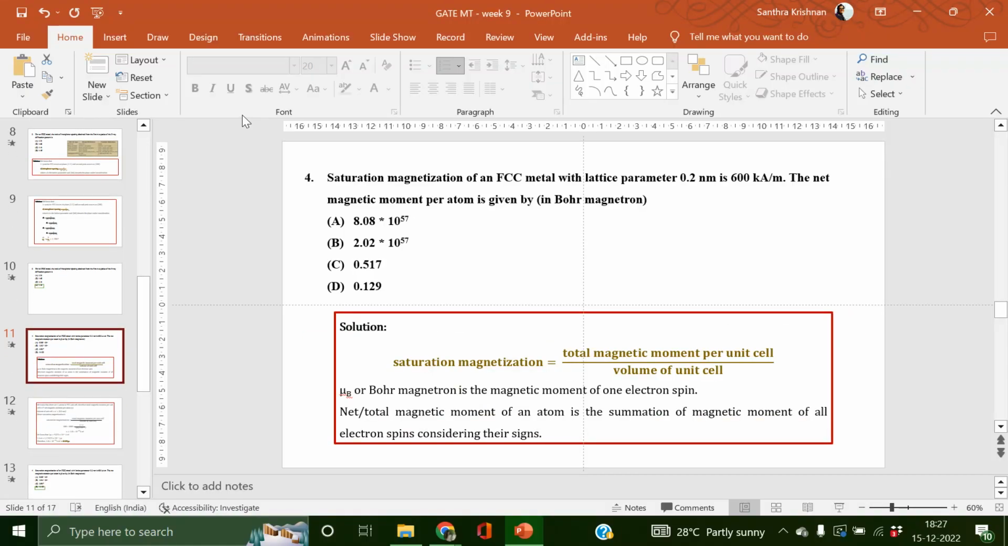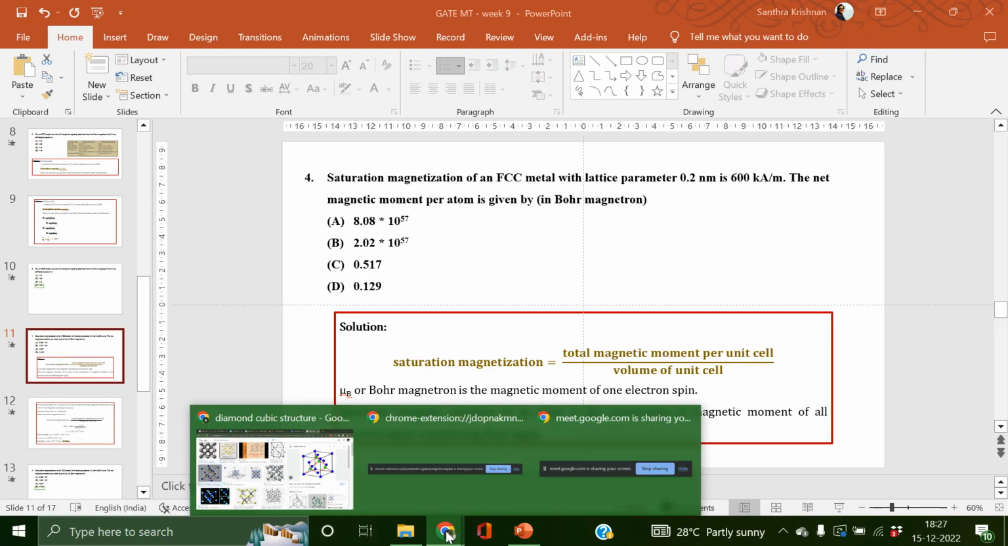Somebody has unmuted. Please mute yourself. Okay, somebody has posted a message.